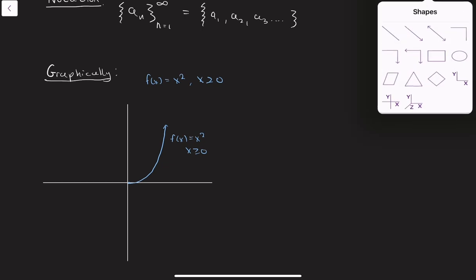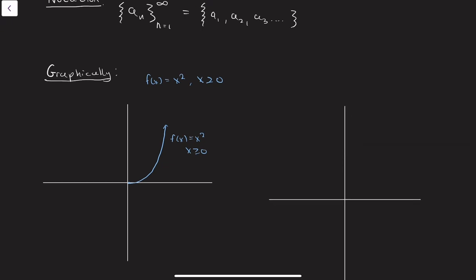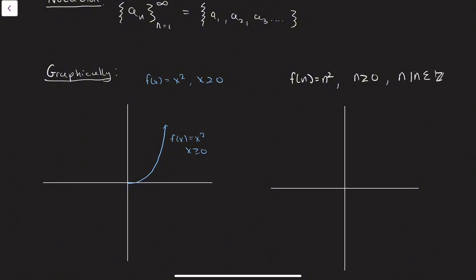But what about the sequence of x squared? We don't really use x in terms of sequences. We will use n, because n is an integer. It's not going to be just any value, since it's a discrete number set. So it's f(n) equal to n squared. And the restrictions on n are that, just like x, n will be greater than or equal to 0 in this case, but n is also an element of the integers. Yes, it's a real number, but more specifically, it's an integer.